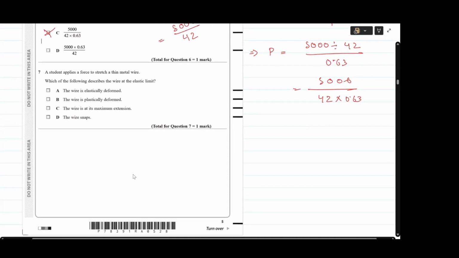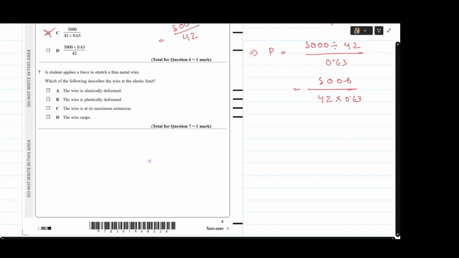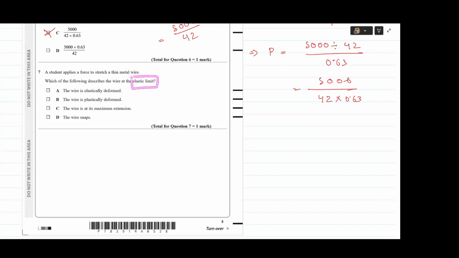Number 7, a student applies a force to stretch a thin metal wire. Which of the following describes the wire at the elastic limit? Now, we need to at first understand what is the elastic limit. The elastic limit is the point beyond which it will no longer follow Hooke's law and it will be permanently deformed. It will go through plastic deformation or permanent deformation.